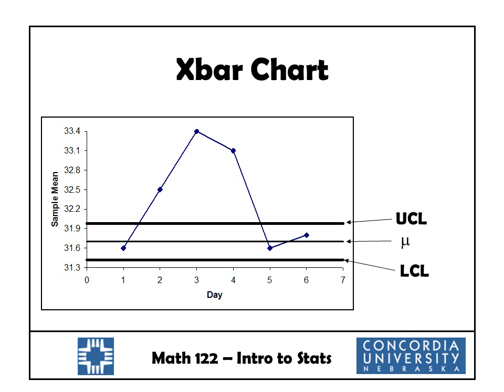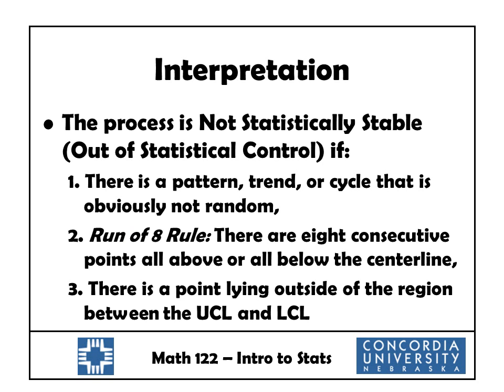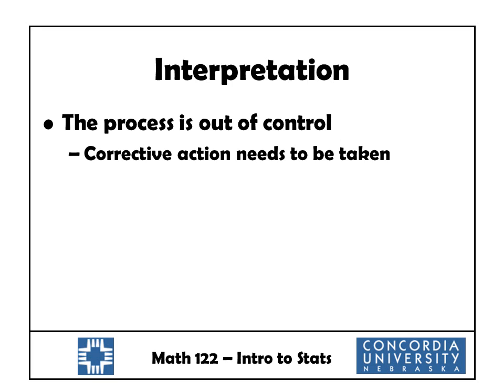And so what we see there analyzing this is that we have 3 dots that are well above that upper control limit. That's an indication that something's wrong, something's out of control. So now we can use this idea to add a third criteria to our interpretation. The process is not statistically stable if, by the third criteria, there's a point lying outside of the region between the upper control limit and the lower control limit.